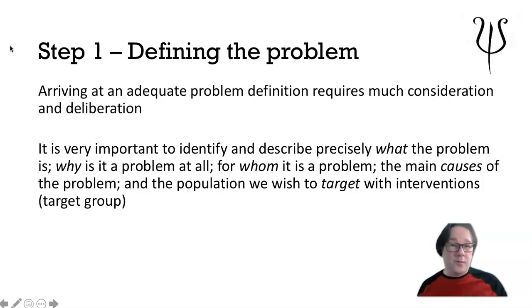We have to know what it is we're working with, right? So it's very important to identify, but then describe precisely what the problem is. Also, we need to describe why is it a problem at all, right? Why is this even an issue? And for whom is this a problem? Who is this problem affecting? What are some of the main causes of the problem? And the population, the group of people that we want to target with our interventions once we develop them.